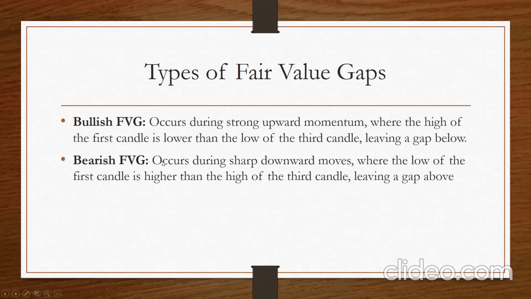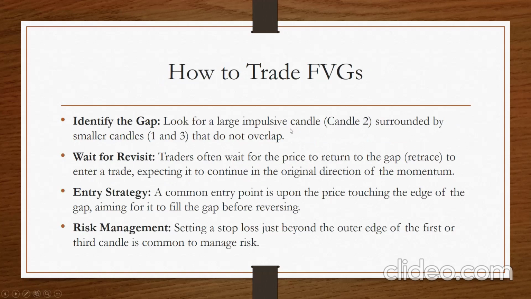You will get this better when I do an illustration. So let's skip this part. How to treat fair value gap. So you identify the gap, look for three candles such that the middle is bigger than the first and the second, and that the tip of the first and the third are not overlapping. It's very important. The tips shouldn't overlap. The moment they overlap, it doesn't count. Okay. Wait for revisit. After you have identified it, wait for the market to come back to the gap.